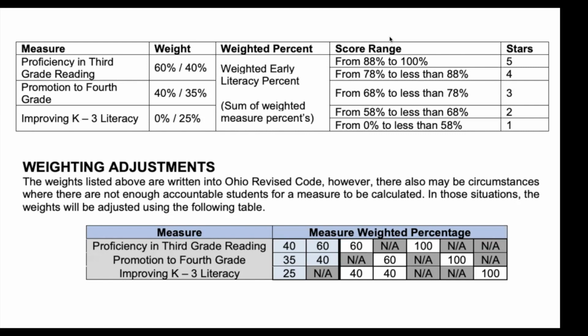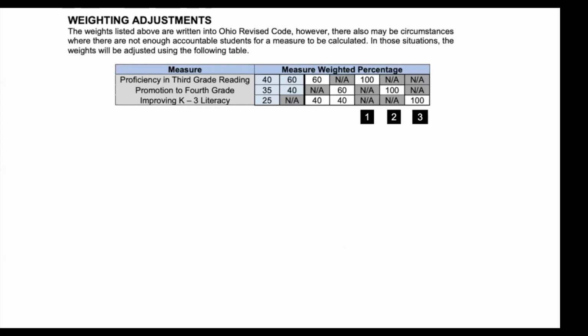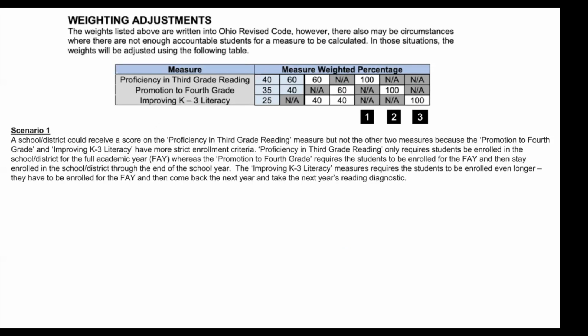There are other scenarios where this type of thing can happen. You can also see other scenarios down at the bottom. You see that bolded black line, and you can see NA listed on some of the measures. We're going to go to the next screen and I'm going to walk through a few scenarios of when and how this can happen. Again, you see those weighted adjustments, and then all the way to the right, we have 1, 2, and 3, which is going to walk us through our scenarios.